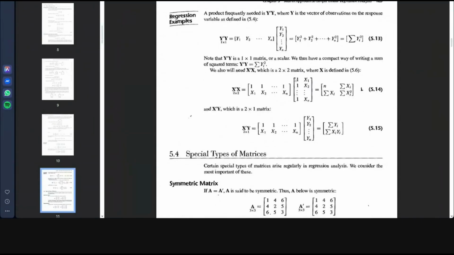One important transpose example is y prime y. If you take your response variables, y1 to yn, and then you transpose them and multiply them by itself, you end up with a scalar, and that scalar is the sum of the squares of the responses. This is an important thing. The matrix X prime X is also important. You can see how that's computed. The matrix X prime Y is also important, but somewhere in the future. So these are important specific examples that you can look at.